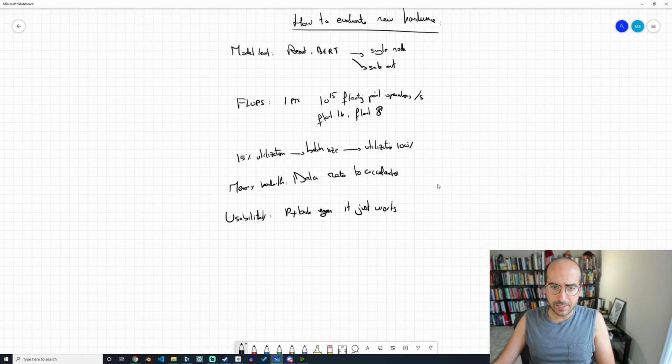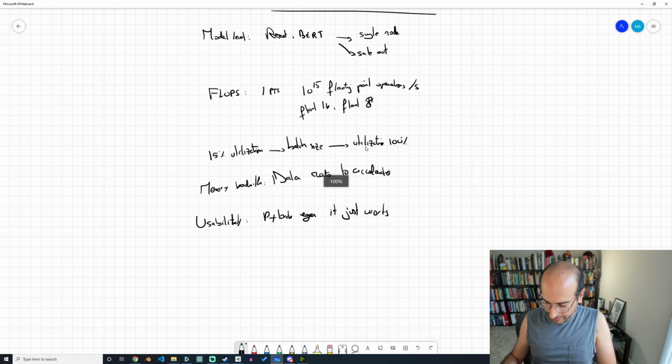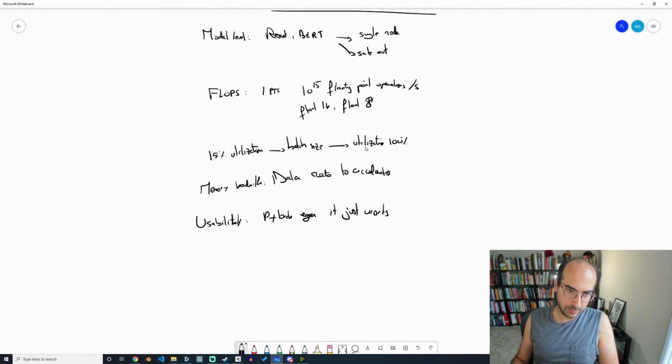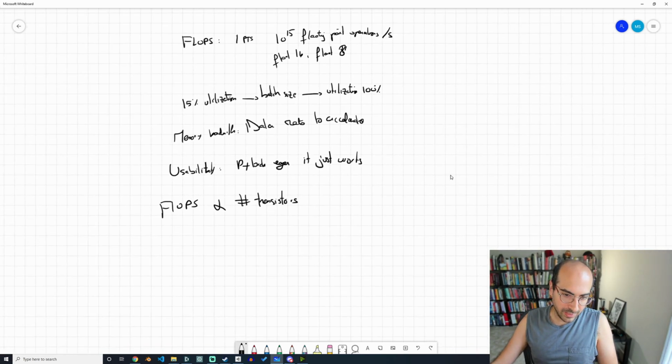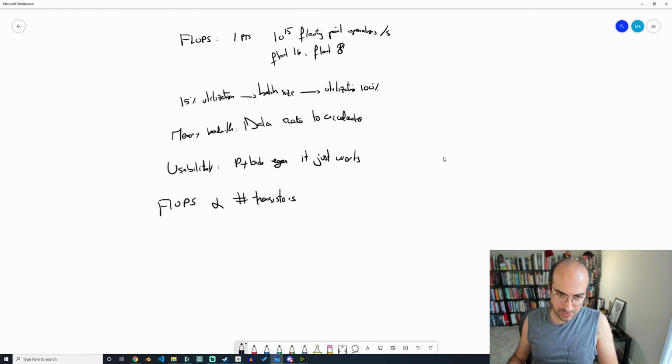So basically, yeah. And I guess a last point is really, when we talk about flops, this is proportional to the number of transistors that you can fit on the machine itself. And this in and of itself is also a function of the price of a transistor.